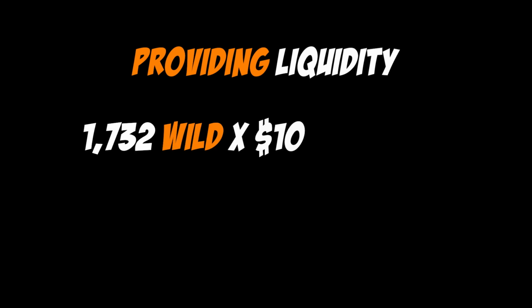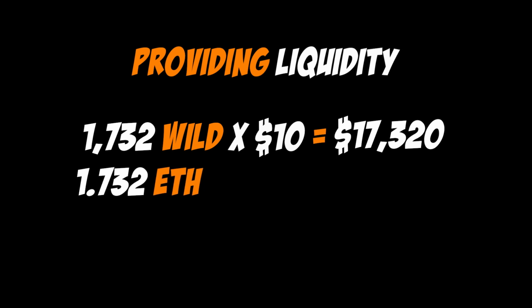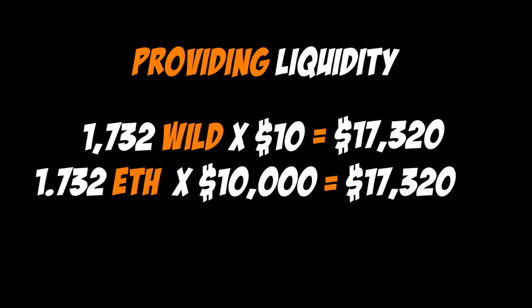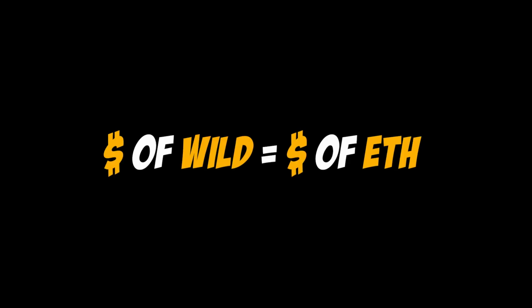By putting it into the liquidity pool, this is what changes. You end up getting back 1,732 Wild, which equals $17,320. You get 1.732 ETH, equaling $17,320, a total of $34,640. Now keep in mind that everything is done in a pairing, an equal amount.